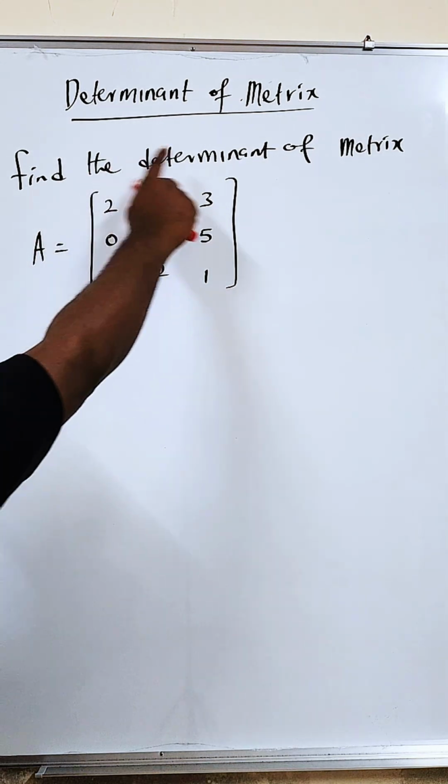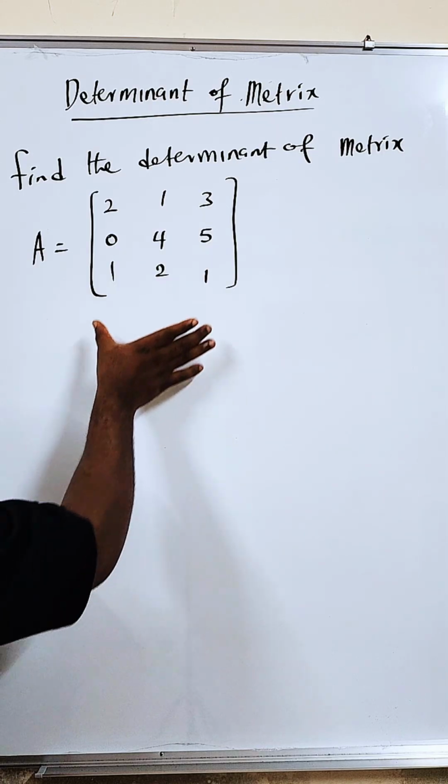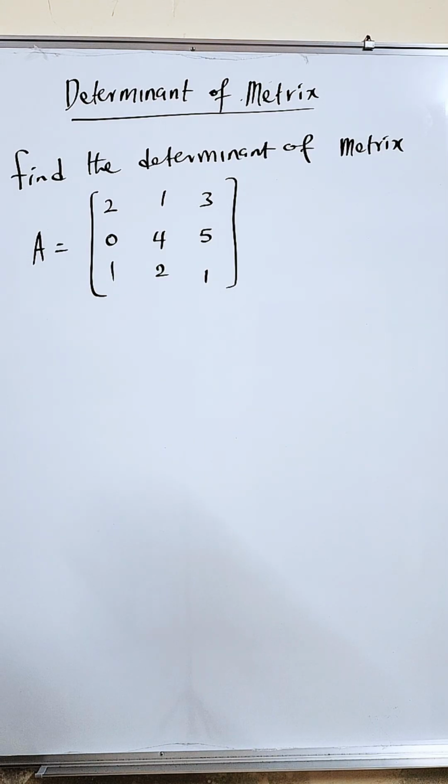We have to find the determinant of this 3 by 3 matrix. So what we are going to do to this matrix is expand it, or put it into submatrices. So what do I mean?